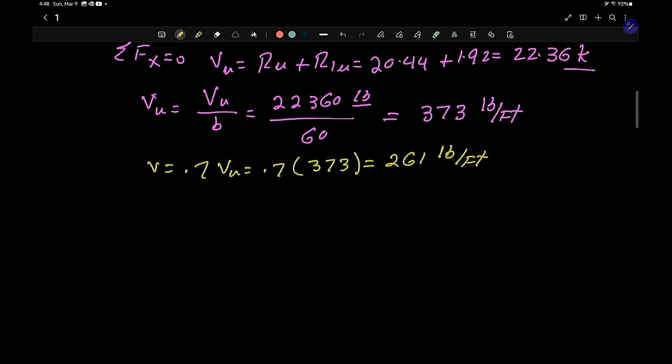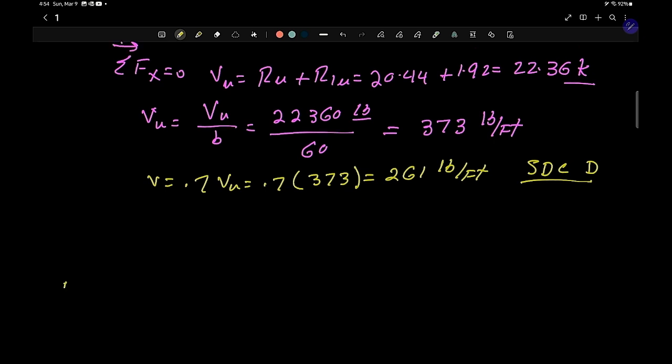And this problem didn't give a lot of information. I think this is the SDS, and if you want to know what that means, just go watch my previous video we did on seismic force. So basically we have this 261 pound per foot shear.